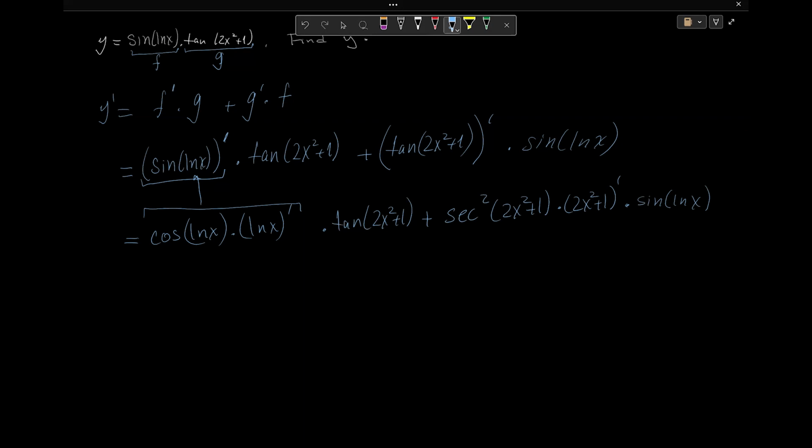All right, so here we go. Cosine of ln of x. What's the derivative of the ln of x? It's just 1 over x times tangent 2x squared plus 1 plus. Now here I have a secant squared of this times the derivative of 2x squared plus 1. What's the derivative of 2x squared plus 1? The 2 is going to stay. I'm going to drop a 2, so they're going to multiply, give me a 4, to 1 less x. So that's 4x plus 0, or just 4x. I put it on the side here if you want.